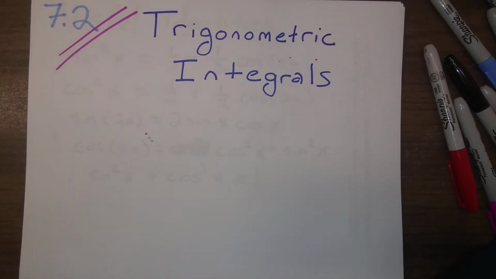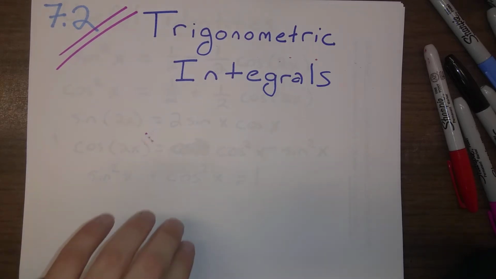Welcome to section 7.2 on trigonometric integrals. The point of this section is going to be for us to evaluate integrals that are products of trig functions like sines and cosines and secants and tangents and stuff like that.